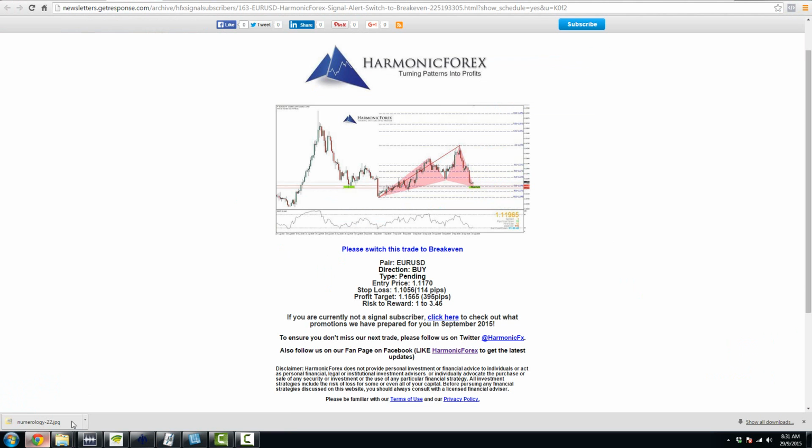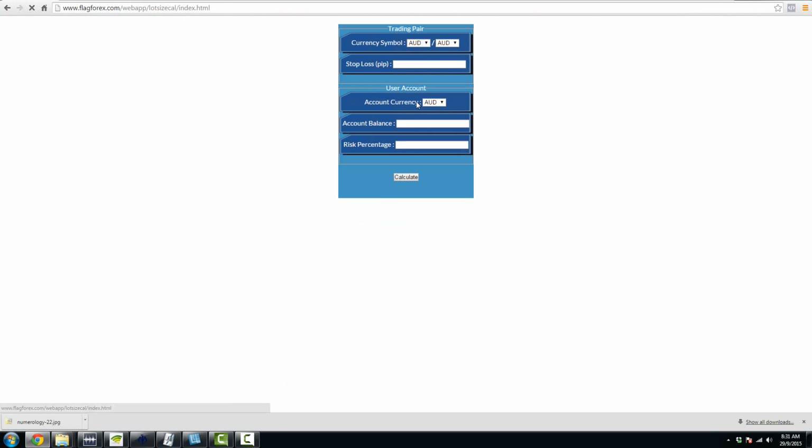Okay, I must stress very importantly that it's important to calculate your lot size based on your risk percentage and your account balance and the stop loss. Do not place a standard lot for every single trade. That's the easy way out. Everybody loves to do that, but professional traders, they risk like a professional.